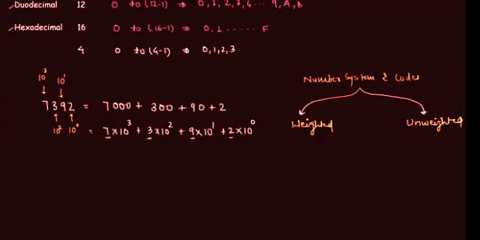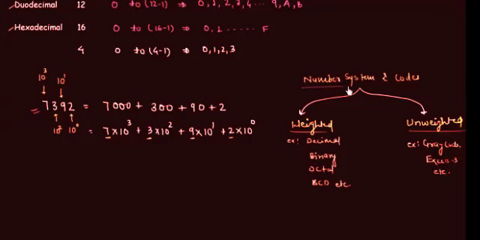In weighted, we have few examples. First one is decimal number system that we have seen here. The second one is binary, of course, octal, binary coded decimal, etc. These are the examples of weighted number system. Examples of unweighted system are gray code, XS3 code, etc. So this is how we can classify the number system and codes depending upon the weights on position.